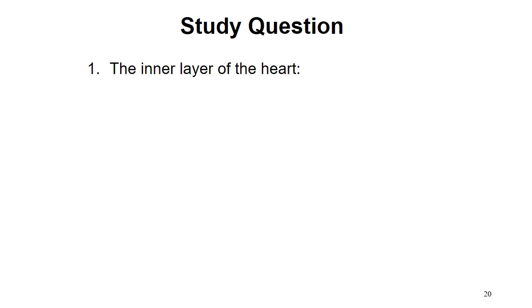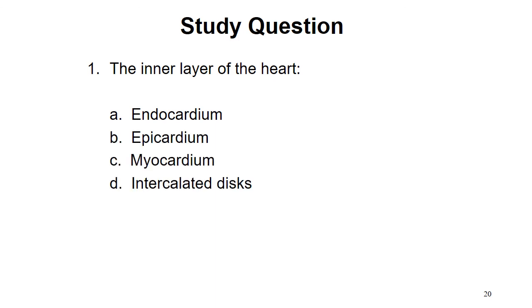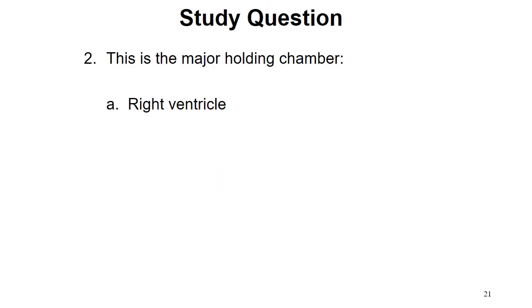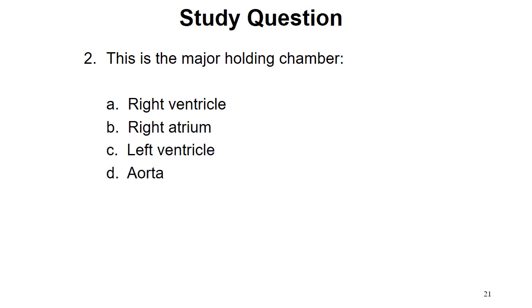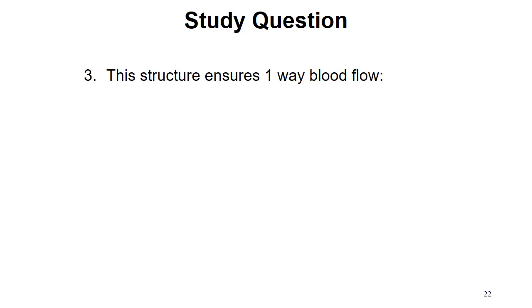Study questions. The thin inner layer of your heart, what is that called? The inner layer. Endocardium, epicardium, myocardium, intercalated disc. Inner is endo, letter A. This is a major holding chamber. Right ventricle, right atrium, left ventricle, aorta. Which of these is a holding chamber? B, right atrium.